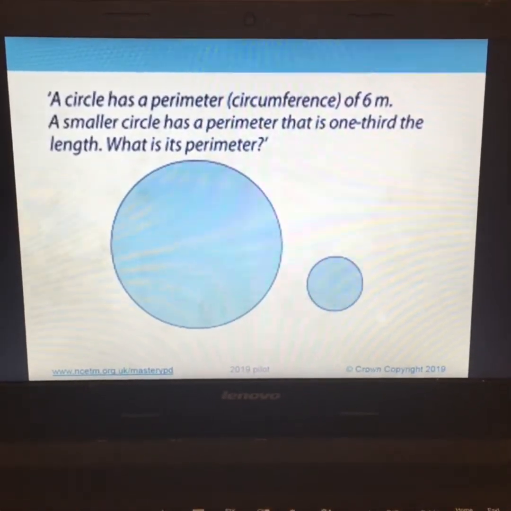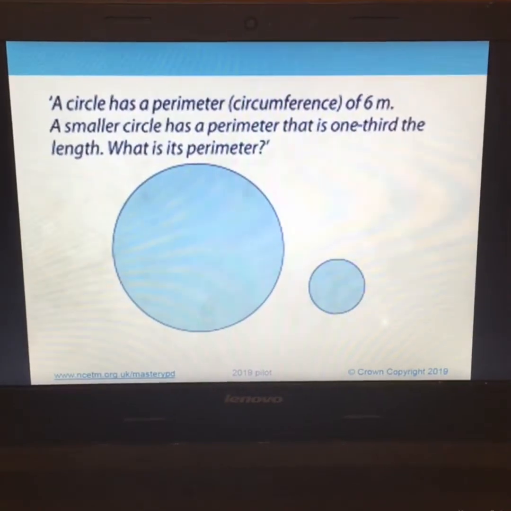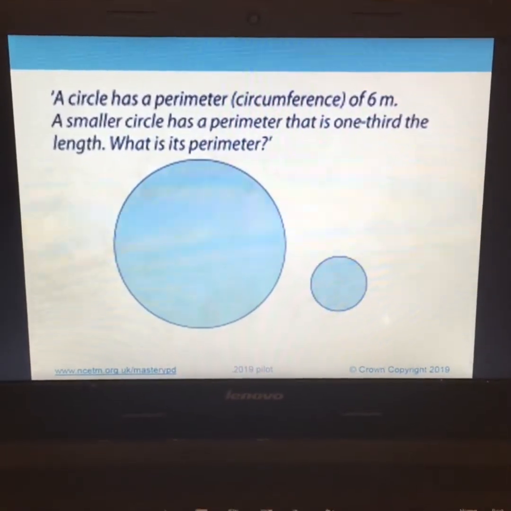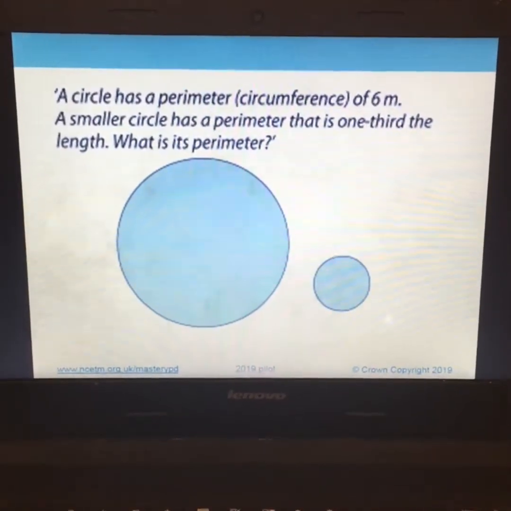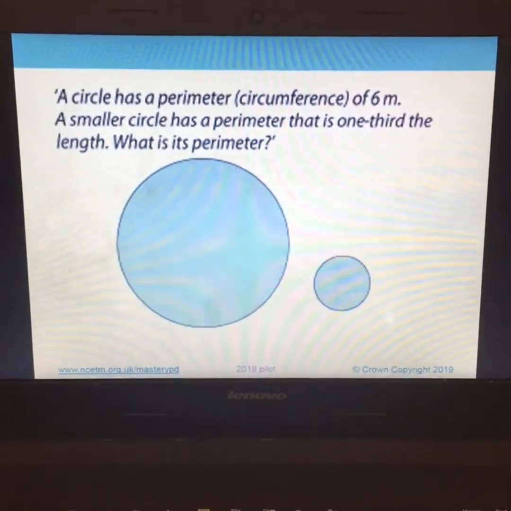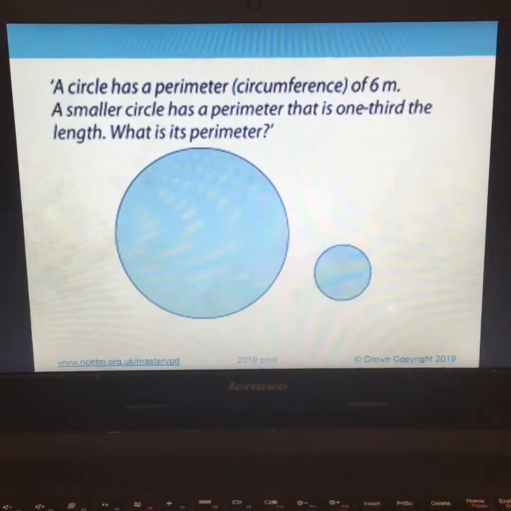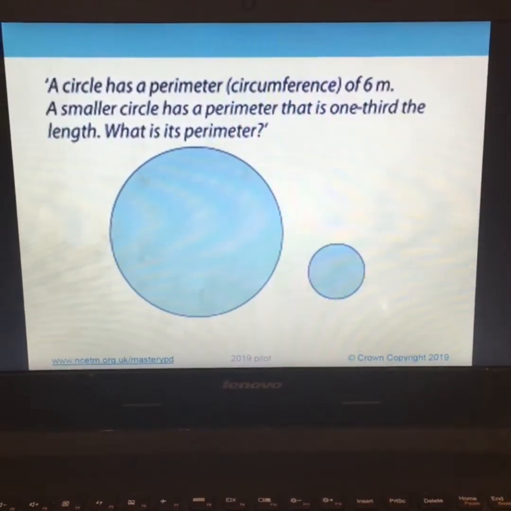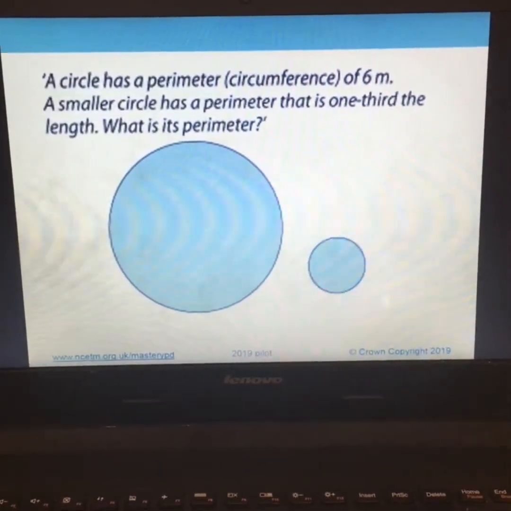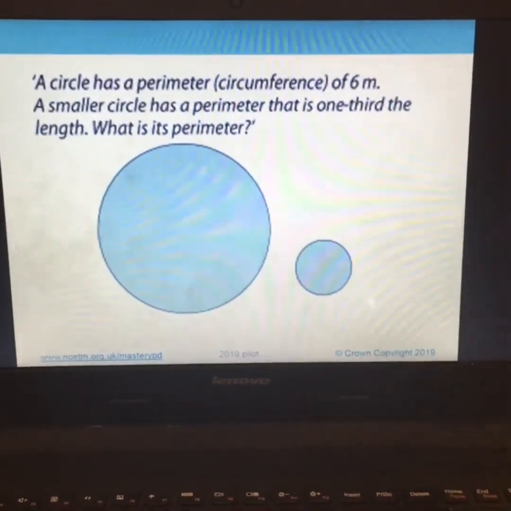Okay, here's a question for you. A circle has a perimeter, which we know really is called the circumference, because circ, that prefix means around, doesn't it? So a circle has a circumference of 6 metres. A smaller circle has a circumference that is 1/3 the length. What is the circumference?